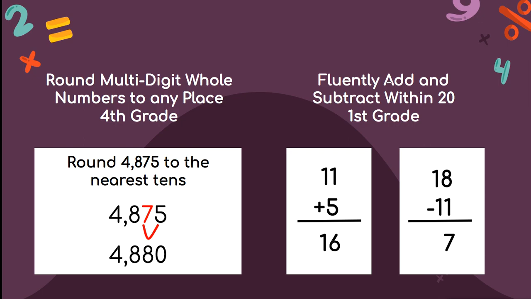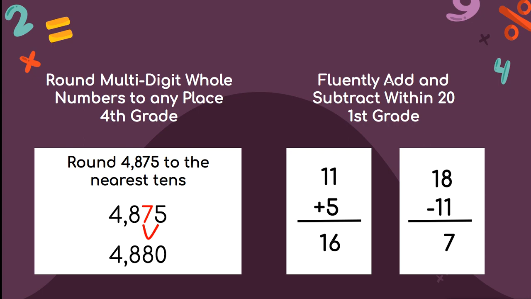In 4th grade, if they have to round multi-digit whole numbers to any place, let's say they have to round 4,875 to the nearest ten, they need to understand first, where's the tens place? What number is showing that? So in this case, it's the 7. Then they have to understand, well, if we look to the number right of the 7, since it's 5 or greater, you need to round up. So you would round it to 4,880.